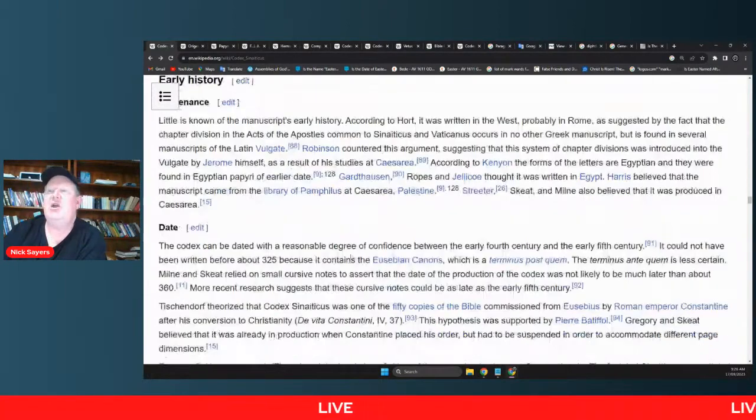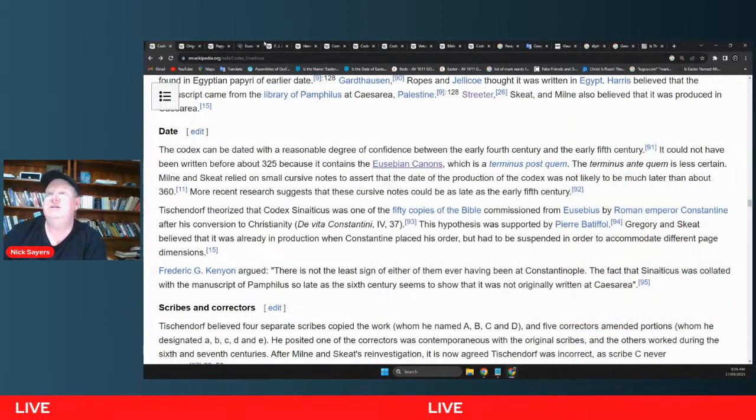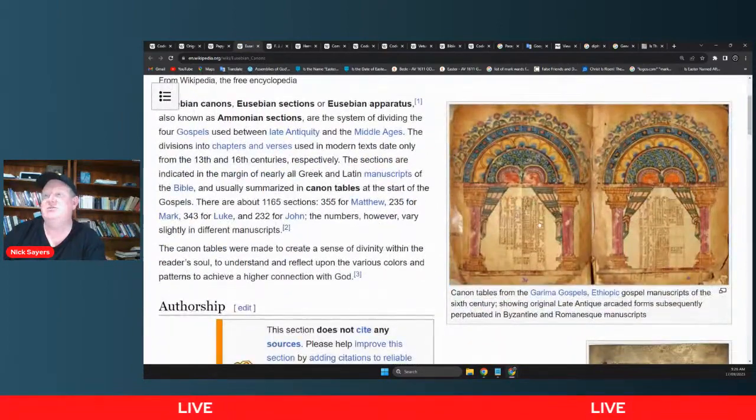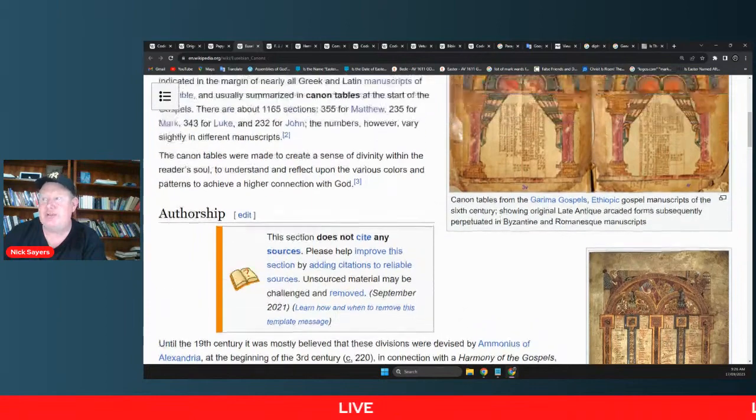Okay, so the date. The codex can be dated with a reasonable degree of confidence between the 4th century and the early 5th century. It could not have been written before about 325 because it contains the Eusebian canons. So what are the Eusebian canons? A lot of people have no idea about this. It's almost like an index to what was written. I guess it's a bit like a table of contents.